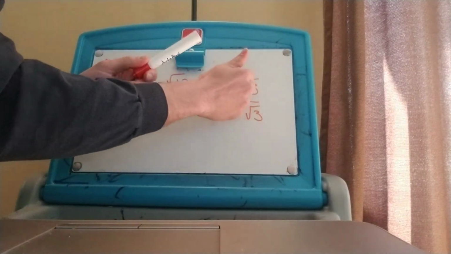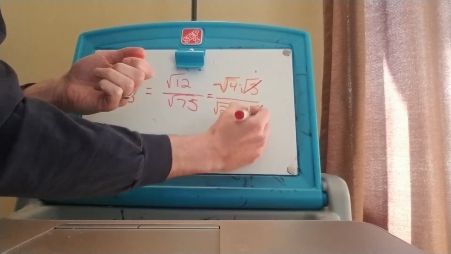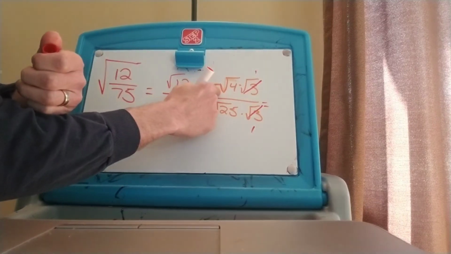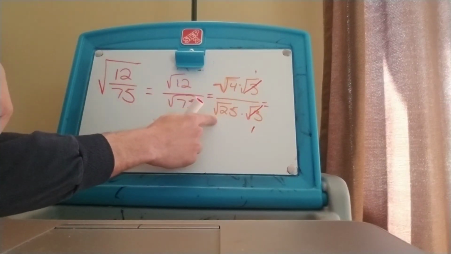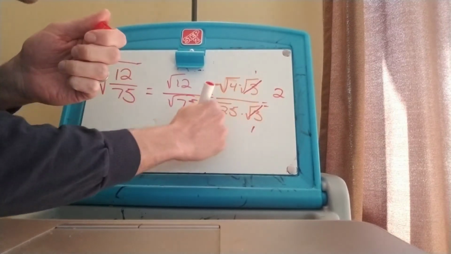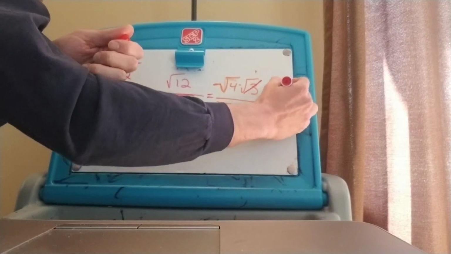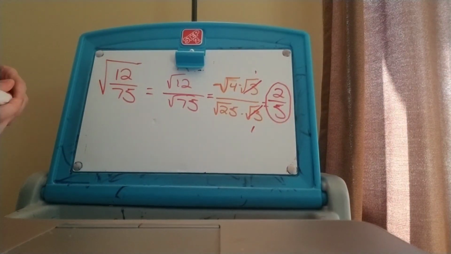So the square root of 3 divided by the square root of 3, that's going to cancel out to just 1. So now I'm really left with the square root of 4 over the square root of 25, but these are perfect squares. The square root of 4 is 2, square root of 25 is 5, so I get my final answer of 2/5. So that's one way of simplifying this problem, but it's not the only way.